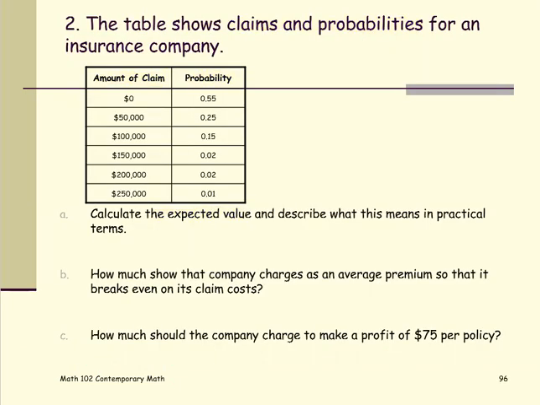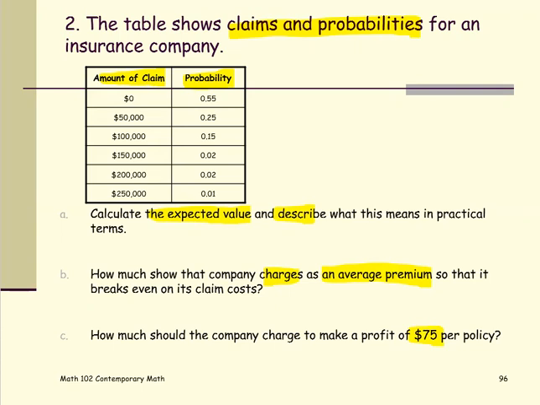In this problem, the table shows claims and probabilities for an insurance company. The first column is about the amount of claim. The second one is about the probability. In part A, we are going to calculate the expected value and describe what this means in practical terms. In part B, how much should that company charge as an average premium so that it breaks even on its claim cost. And the last one, how much should the company charge to make a profit of $75 per policy?